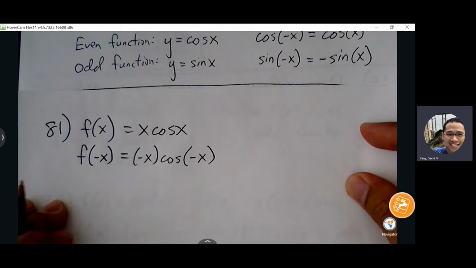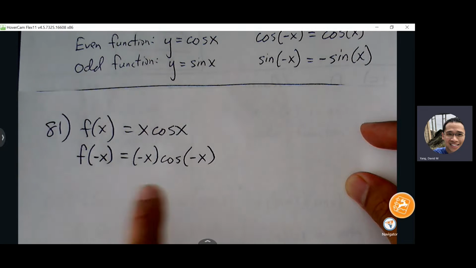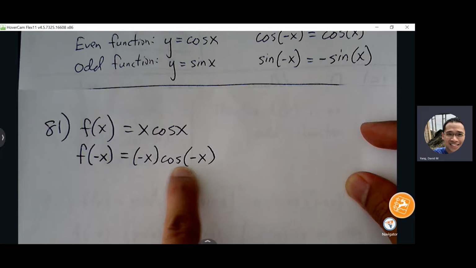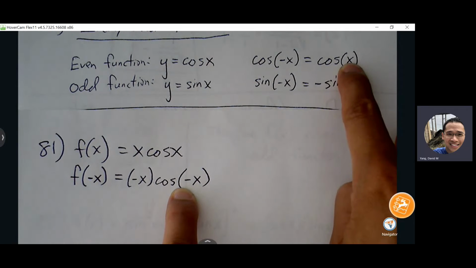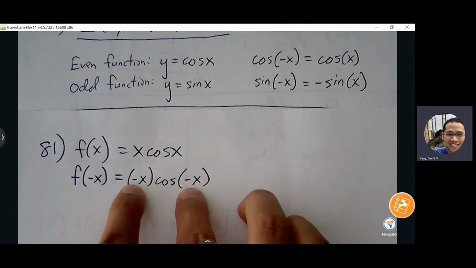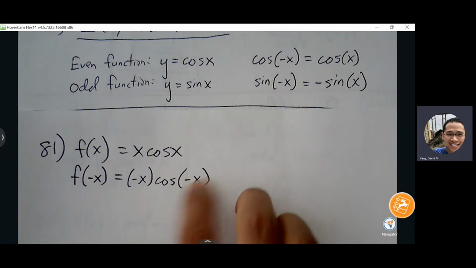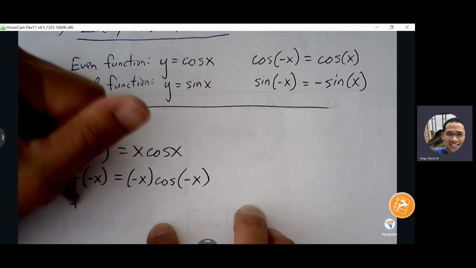Now, we don't know whether this entire function is even or odd, but we do know a portion of it, right? What do you know about cosine of negative x? That turns positive, right? So I'm just going to make that adjustment. This negative x isn't going to go anywhere, but I can clean up the second portion a little bit.